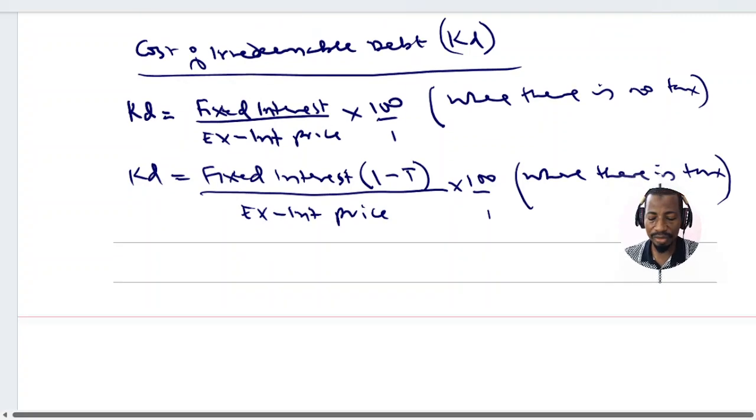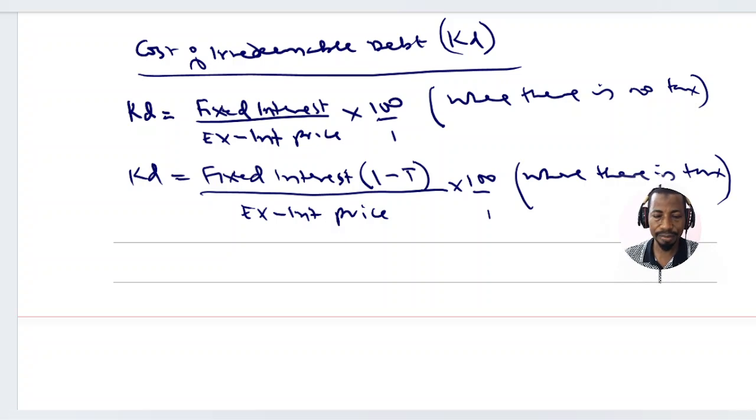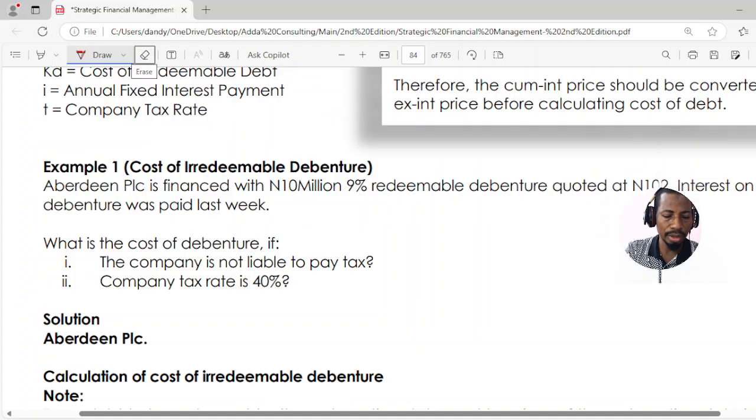Okay, so let's have an illustration to that effect. In this example, Aberdeen PLC is financed with 10 million naira 9% redeemable debenture quoted at 102 naira. Interest on debenture was paid last week. What is the cost of debenture if 1. The company is not liable to pay tax, 2. The company tax rate is 40%.